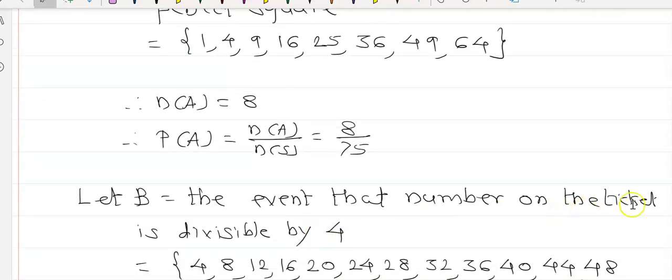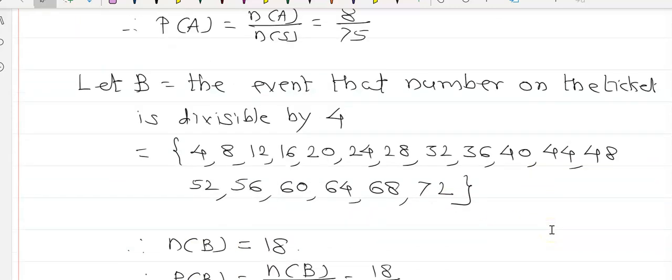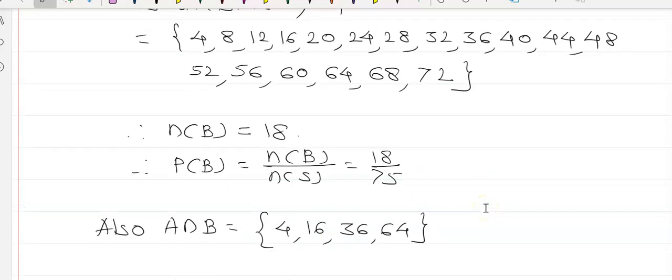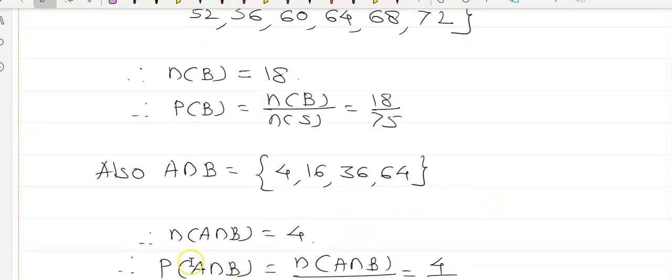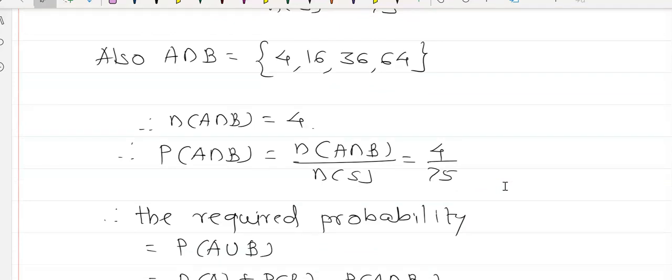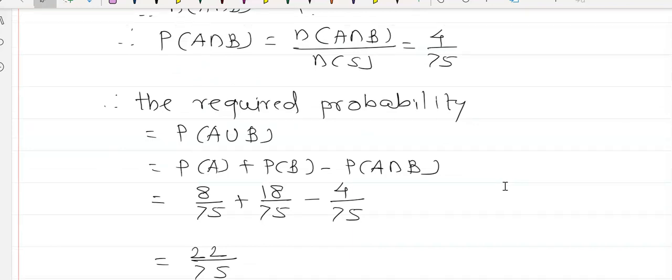B, the event that the number on the ticket is divisible by 4. These are the numbers which are divisible by 4. Therefore, n of B is equal to 18. P of B is equal to n of B upon n of S, 18 upon 75. Now their intersection 4, 16, 36, 64. n of A intersection B is equal to 4. Their probability is 4 upon 75. Therefore, the required probability is 22 upon 75.